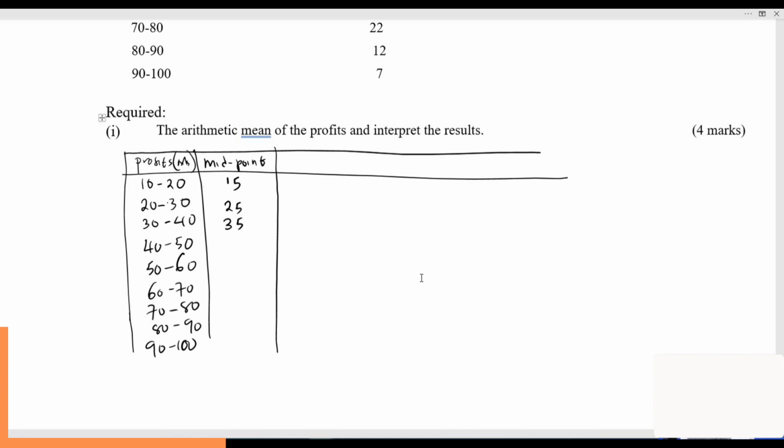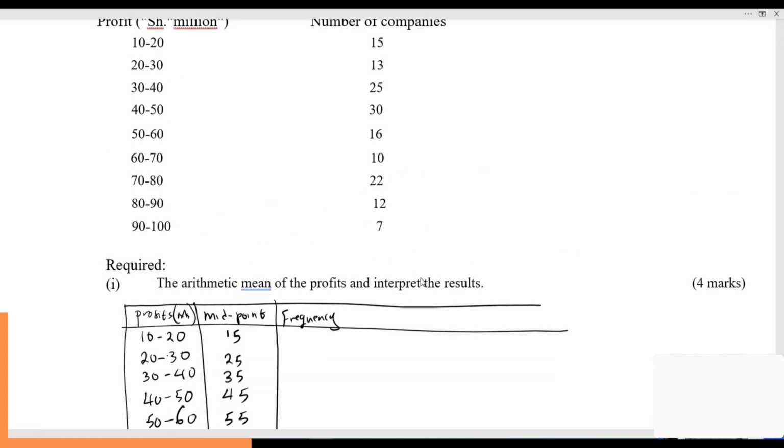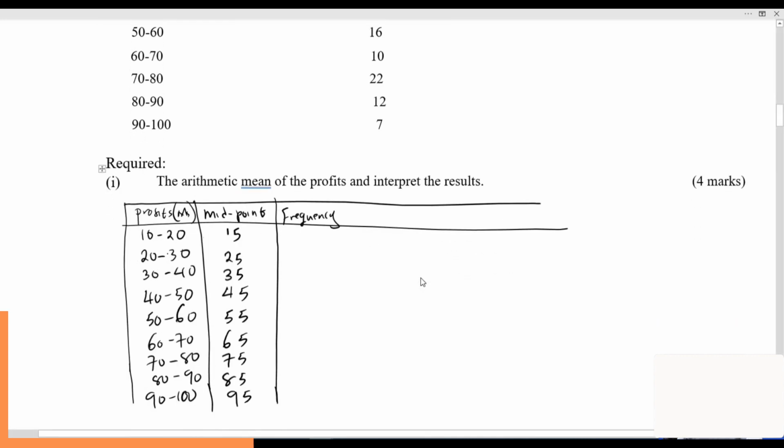So 40 plus 50 divided by 2, I get 45. This is 55, this is 65, 75, 85, and 95. Correct. Now, I come here and get the number of companies, and I will call this one frequency.